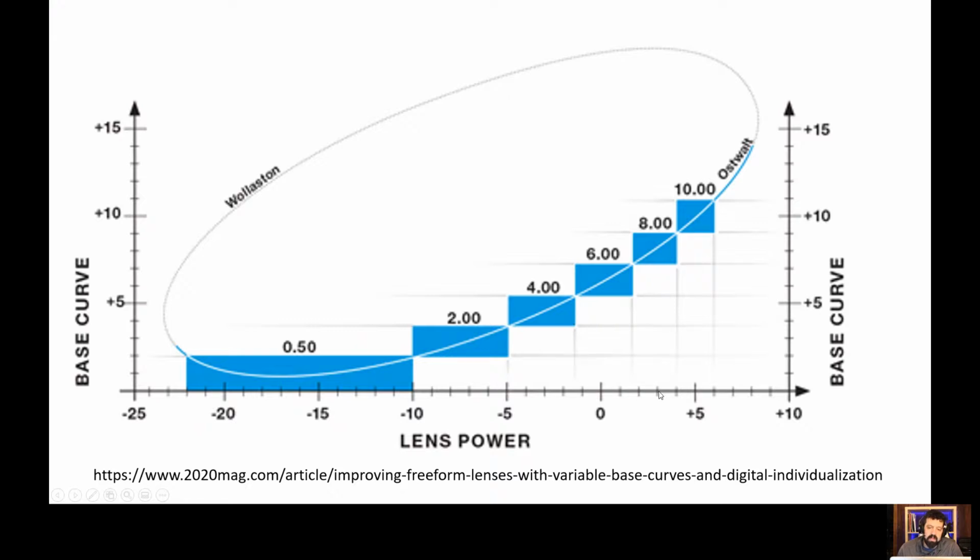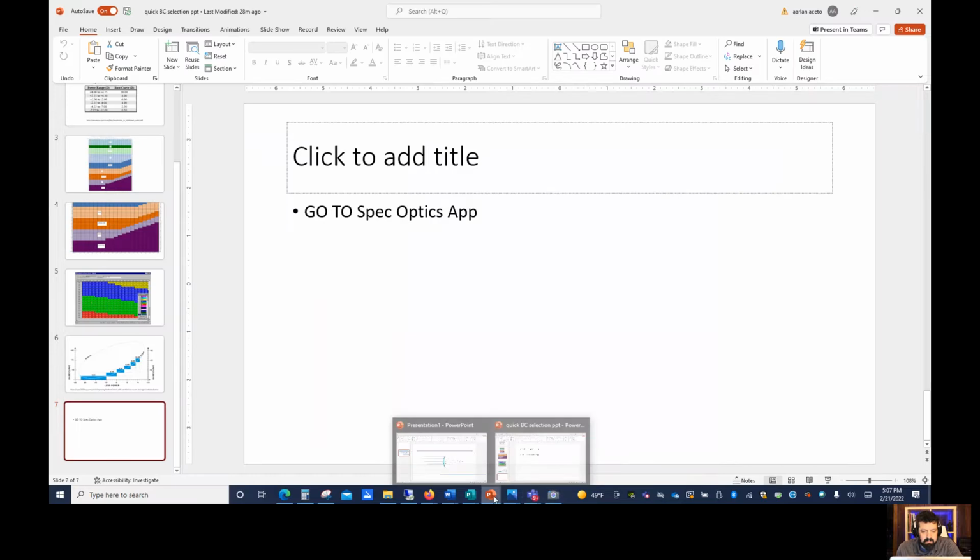If I had a +3, well, if I follow this all the way up, it's going to ask me, when I surface this lens, to use an 8 base. Well, it makes sense. The more plus, the steeper the base curve. The more minus, the flatter. And here's a pretty straightforward graphical representation of how we do this. But I wanted to point out something a little bit more in depth.